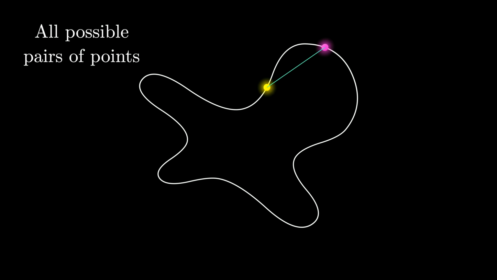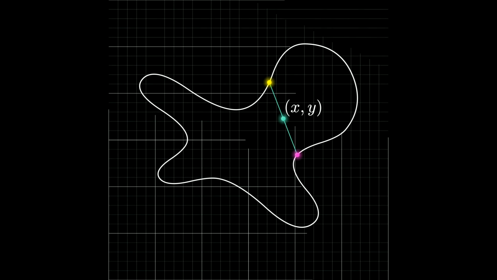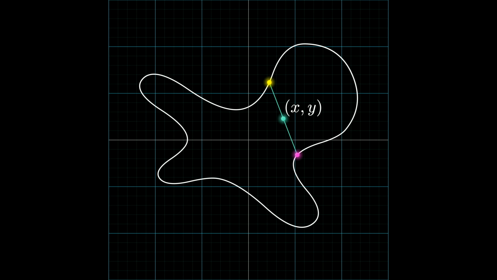Given some arbitrary closed loop, what you and I are going to do is somehow think about all possible pairs of points on that loop. For any one of these pairs, we care about 2 things. The first is where its midpoint sits, which you might think of as 2 numbers worth of data, like the xy coordinates on the plane where the loop sits. The other thing we care about is the distance between those points, which is another data point.